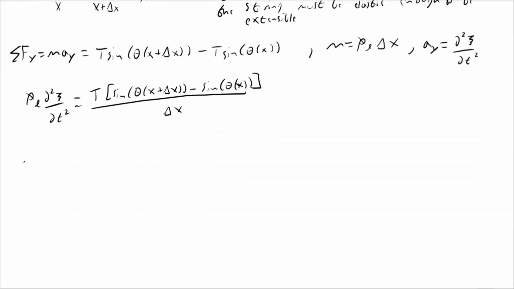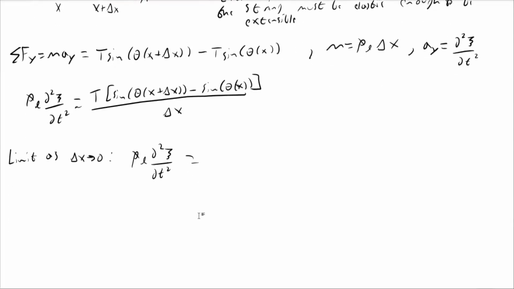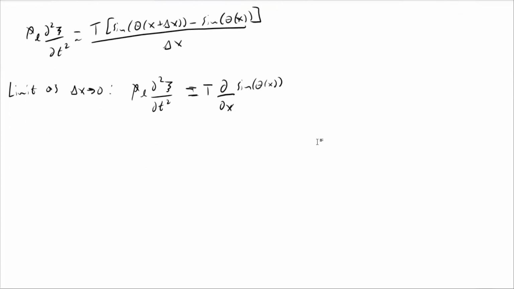Okay. So now we're going to take the limit as delta x goes to zero. Well, the left hand side stays the same. Now the right hand side we have tension, and then the sines divided by delta x, letting delta x go to zero. That turns out to just be the derivative of sine theta of x. Okay. So now we want to calculate what the derivative of sine of theta of x is with respect to x.